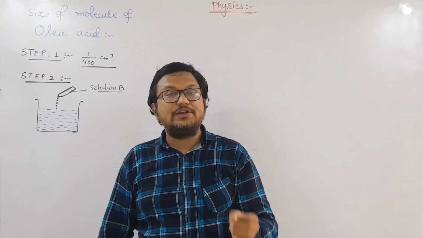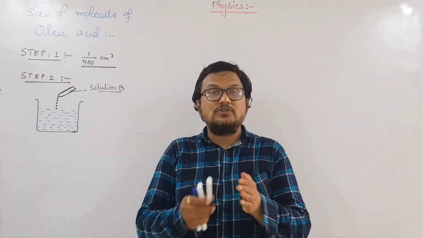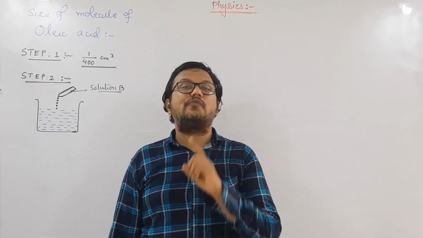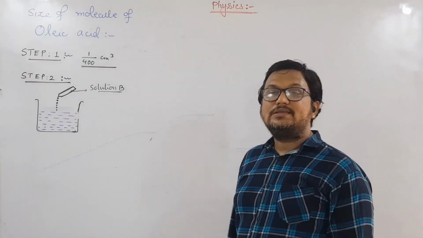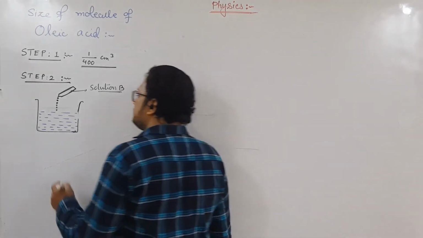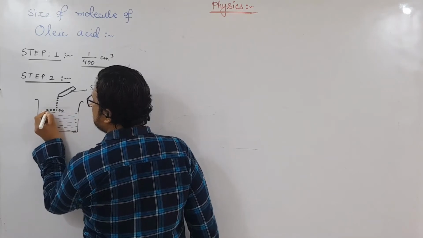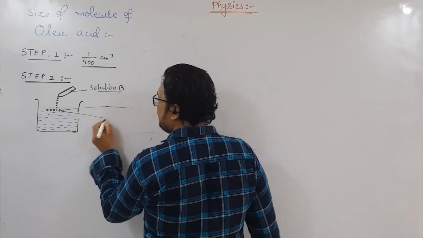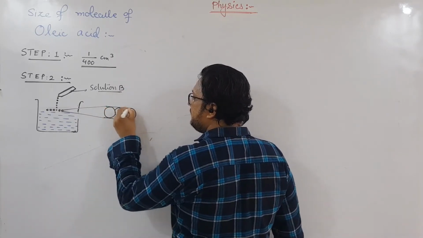As you keep on adding the drop of solution B on the surface of water, that solution will keep on spreading in such a way that we will get only one layer of oleic acid, because the concentration of oleic acid is very, very less. Since the concentration is very less, you will get a monolayer, so these molecules will keep on spreading on the surface of water. Now if you magnify this, you will get this kind of thing. You will get a monolayer, that is here one molecule, right? So molecules will keep on spreading.